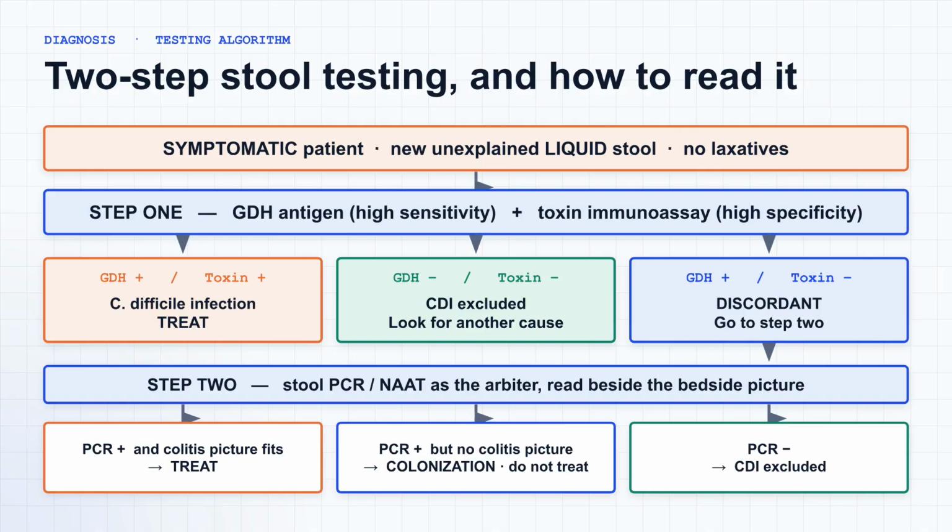Stool polymerase chain reaction becomes the arbiter, but read it beside the bedside. A positive test with no colitis picture means colonization, and colonization is not treated. Learn this shape. It prevents most of the overtreatment we see. And when in doubt, go back to the patient, not to the printout.